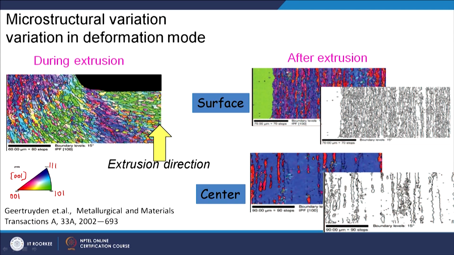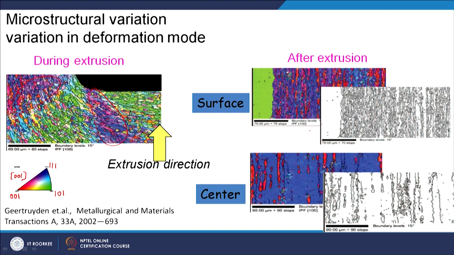The extrusion direction is shown here by the arrow, and you can see at this point you have very high values of strain, and then somewhere here. I am not sure about the strain values because it is not shown here. But you can see very nicely how the orientation is changing. There are different zones of orientations. So, basically the texture is changing during the deformation process.